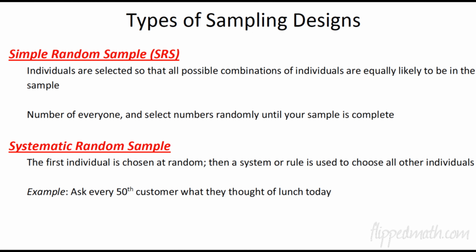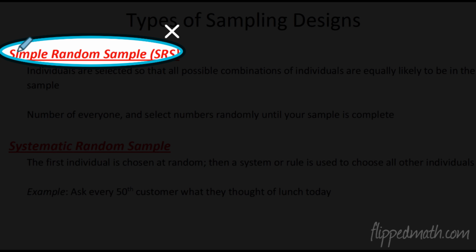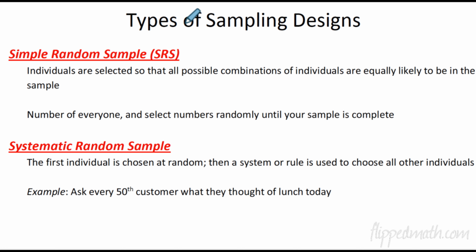All right, so now we're going to talk about the different types of sampling designs. It's another way of saying, how can we go out and sample people? We just did, which most stats people think is the best method. We did what's called a simple random sample, or an SRS. We say SRS for short. A simple random sample essentially is where you number everybody off and you select the numbers randomly until your sample is complete. So if we want 50 people, we just select 50 people, using a random number generator, the calculator is fine.